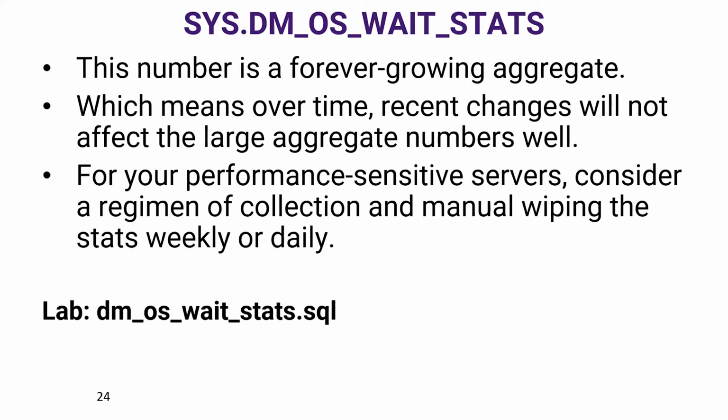So for your performance-sensitive servers, which should be most of your production servers, consider a regimen of collection and manual wiping of the stats weekly or daily, or a regimen of collection and snapshotting that data and then doing some math on the differences between those snapshots in order to determine how many waits were actually incurred in the last day or the last week. Either of those two approaches can work pretty well. And there's a lab you can test for yourself at home, or on your production servers, of course, using a script that's going to be in the toolbox, and I'll explain the toolbox link later on.